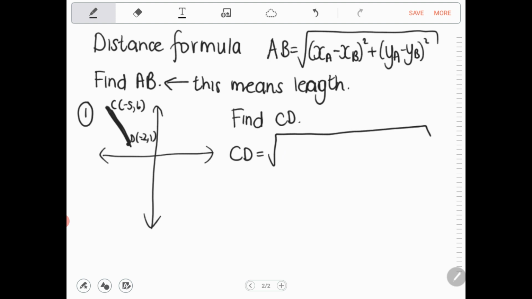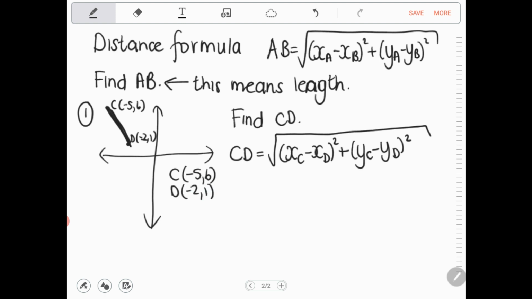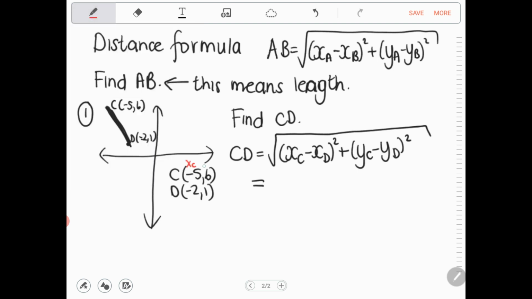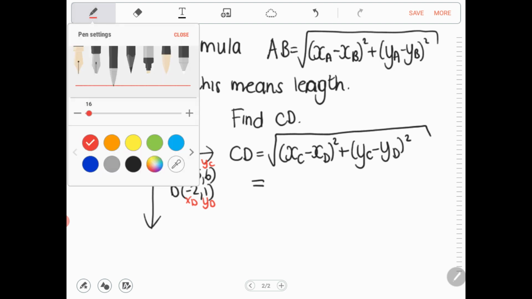Okay, so we go x at C minus x at D squared plus y at C minus y at D squared. Okay, and then I always write my coordinates next to my sum so that I've got them right here to put in, just so that I don't mess anything up. Okay, so just quickly, so you remember, this is the x at C, and this is the y at C. This is the x at D, and this is the y at D. So those are what I'm going to be substituting.